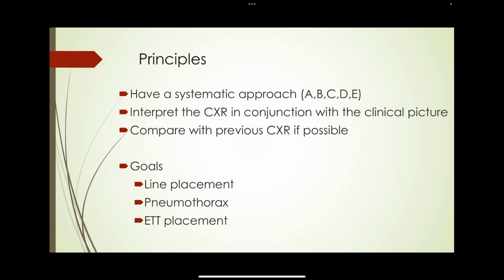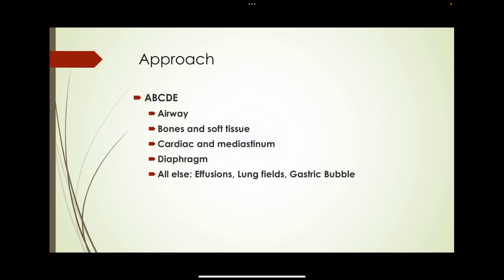Make sure you compare with previous chest x-rays. That's really important. It makes it easy to pick things out. Again, the goals with this are going to be simply line placement, pneumothorax, and endotracheal tube placement. And a couple of other interesting things I've added. So the ABCDE approach, A for airway, B bones and soft tissue, C cardiac and mediastinum, D for diaphragm, and E for everything else. Look for lines, tubes, effusions, lung fields, etc.